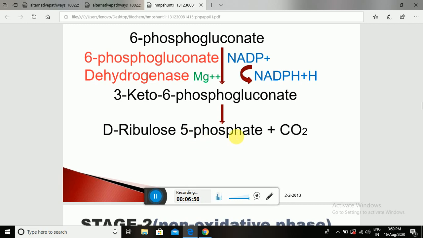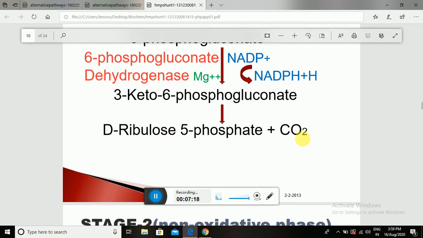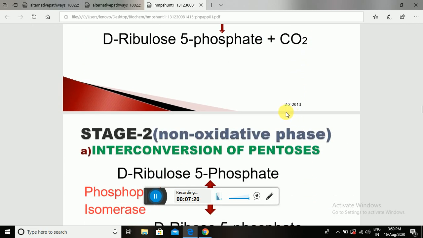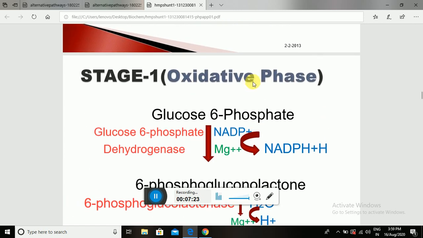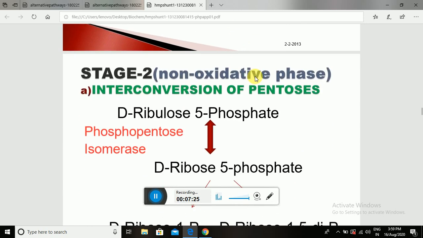One specific carbon will be removed from the 6-carbon molecule, that is, glucose 6-phosphate gets converted into 3-keto 6-phosphogluconate, and this 3-keto 6-phosphogluconate gets converted into D-ribulose 5-phosphate plus liberation of one molecule of CO2. This is the oxidative phase. The first phase is the oxidative phase, and the second phase is the non-oxidative phase.